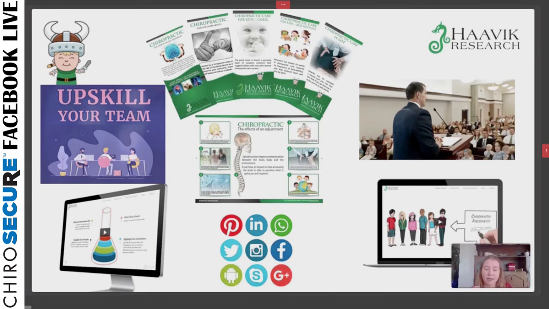Some members are using it to upskill their staff. So each month they'll have a staff upskill session, or team update, or professional development for their CAs, and for other health professionals they work with, and they literally go through one of these science gems.